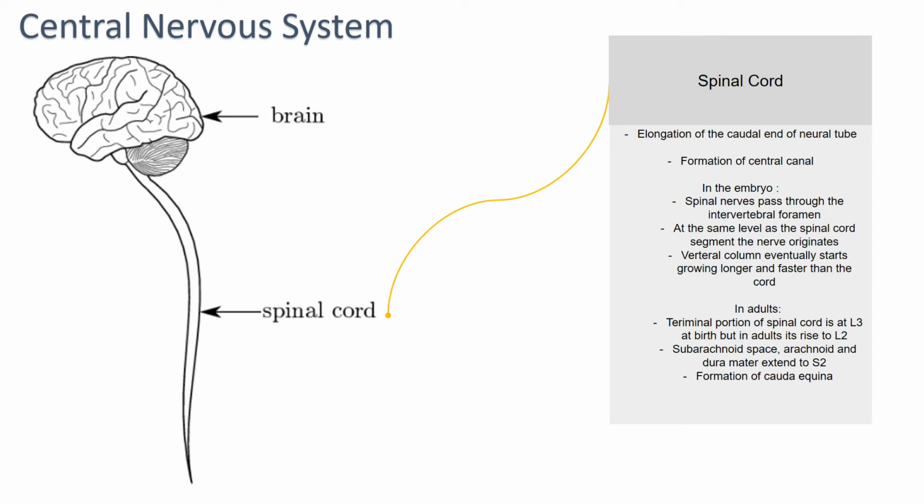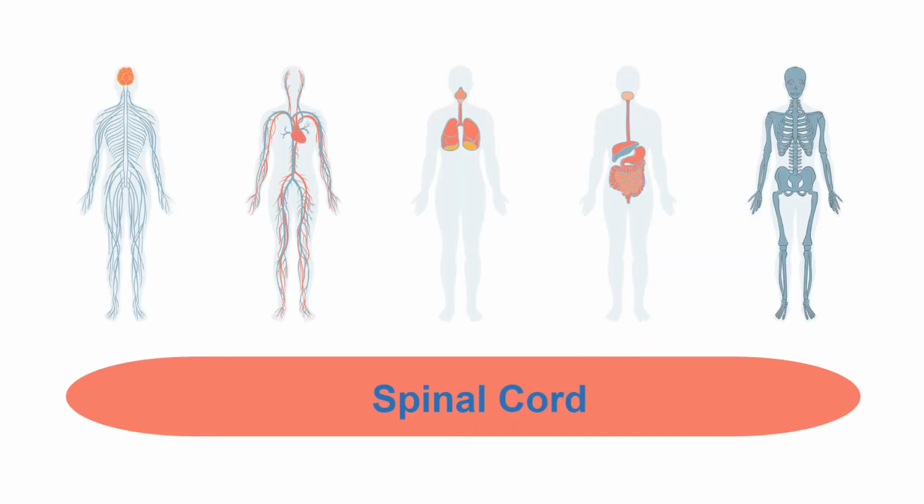And in terms of things like the subarachnoid space, the arachnoid mater, and the dura mater, all of these are going to extend to the level of S2. So that's for the spinal cord. So let's try to zoom in a little bit, take a slightly closer look at the spinal cord now.